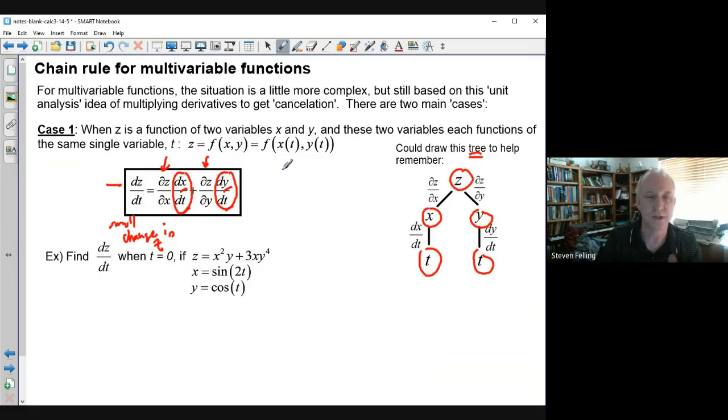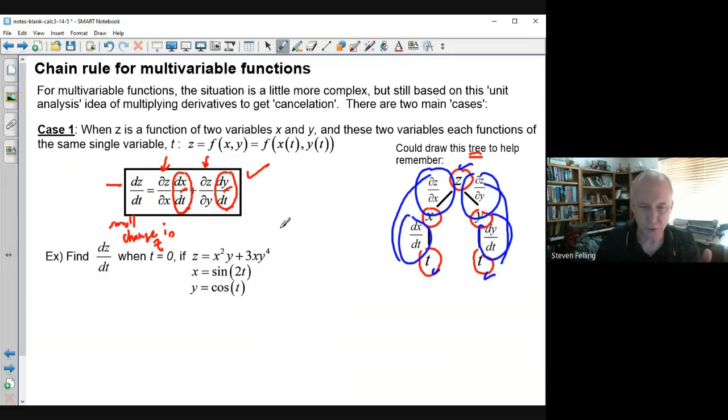And that means that to remember this, if I have to go from this z to the t and it's in two spots, I'm going to have two branches that I have to do. This times this plus this times this, right? So let's actually do one.